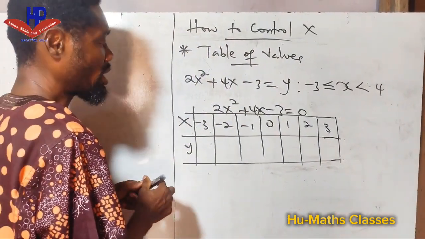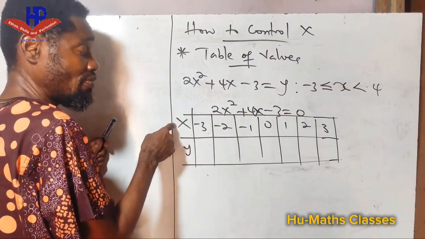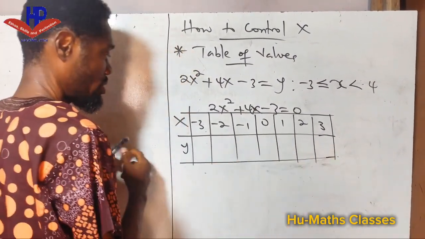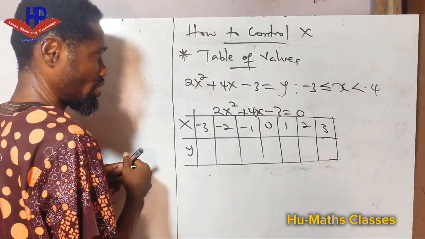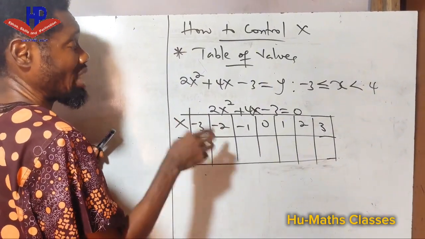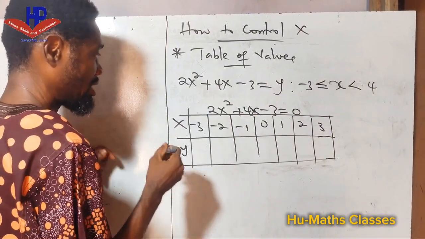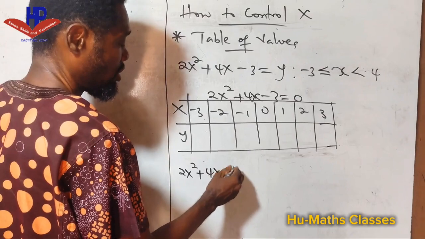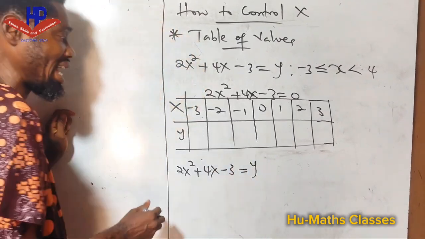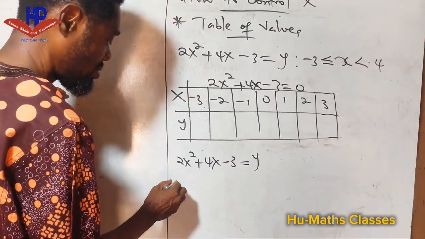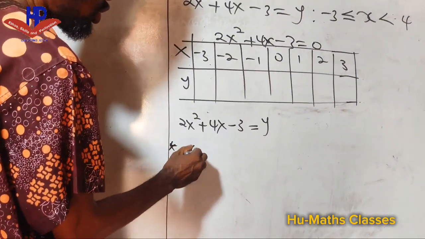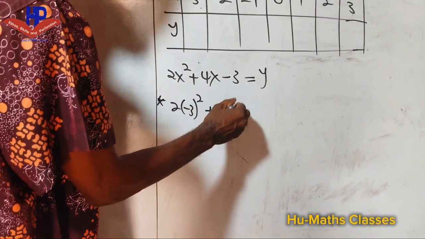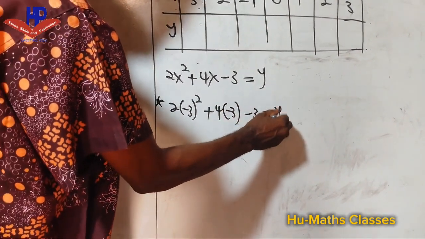Now, we want to control the x variable to help us get our corresponding y values. When x is minus 3, what will be y? We are going to substitute that in this equation that says 2x squared plus 4x minus 3 is equal to y. Now, when x is minus 3, I'll be having 2 into minus 3 raised to power 2 plus 4 times minus 3 is equal to y.